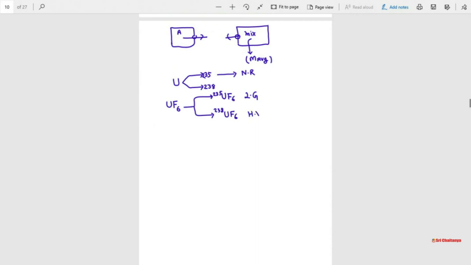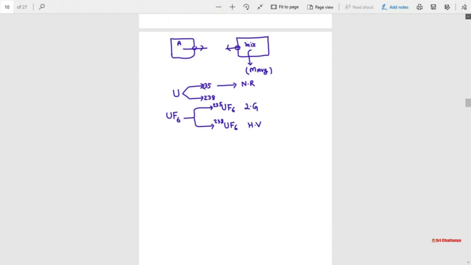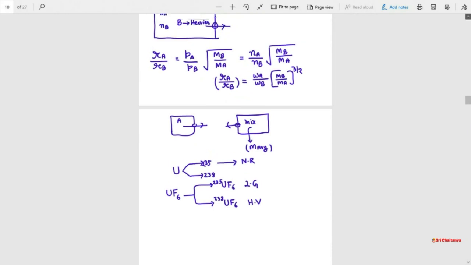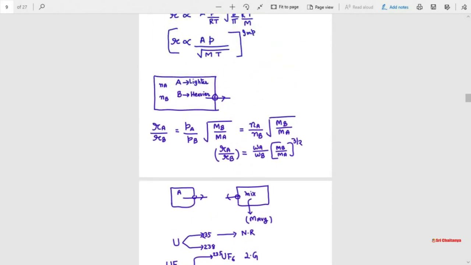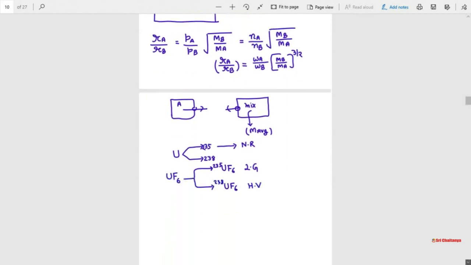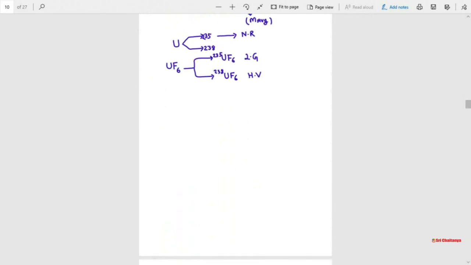So now we know that if we see the formula of diffusion, a lighter gas can move faster with respect to a heavier gas. Rate of diffusion is inversely proportional to the square root of molar mass. So the lighter gas is moving faster than the heavier gas. Now I am going to discuss the method by which we separate uranium 238 from uranium 235. A related term is known as enrichment factor.